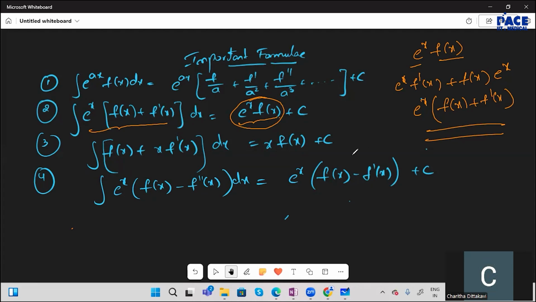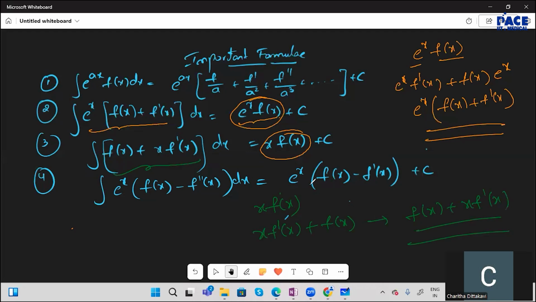Suppose when you're talking about x into f of x, let us derive it. If I'm taking its derivative, what is it? The uv formula: uv dash plus u dash v, isn't it? So x into f dash of x plus f of x into differentiation of x, which is 1. Which means it is nothing but f of x plus x into f dash of x. So did you get back the same again?